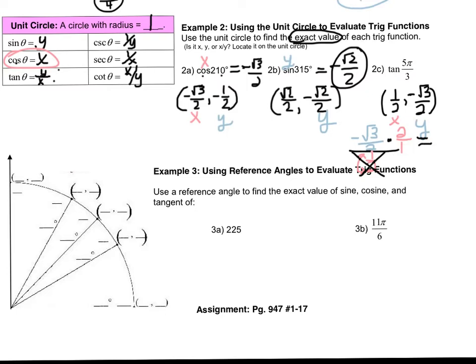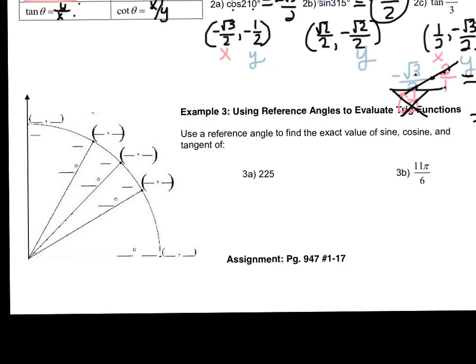Ignore the bottom, and solve this part on top. We're going to multiply this by this. Well, if you look, we have a 2 on top and a 2 on bottom. Cross them out. So it's going to equal negative square root of 3 over 1, or just negative square root 3.